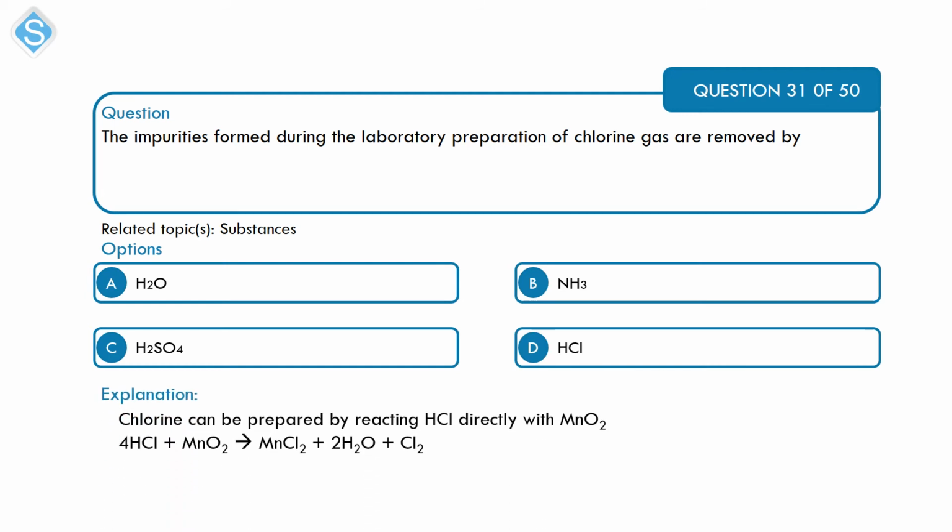Alright, so chlorine can be prepared by reacting hydrochloric acid with manganese oxide. The impurities are removed using water. That's option A.